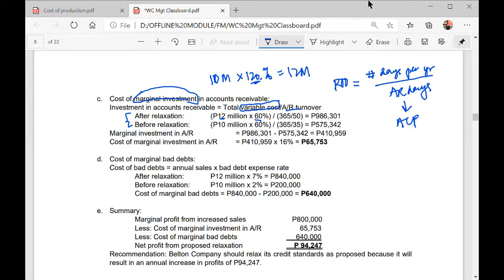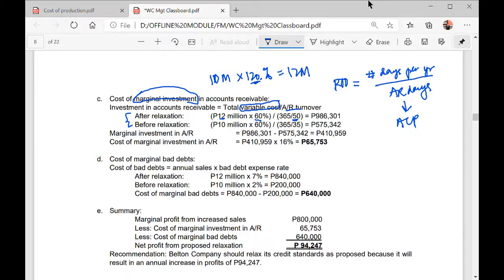So, after the relaxation, pag i-relax na tong standards, di ba mahimong 50 days na lang, mo-increase to 50 days ang atong average collection period. So, that's 365. Ang 365 ang gigamit, kay mao may giingon sa problem. 365 divided by 50. So, compute 12 million times 60% over 365 divided by 50. So, what would be the answer? So, the answer would be 986,301. So, this would be now our accounts receivable after the relaxation.